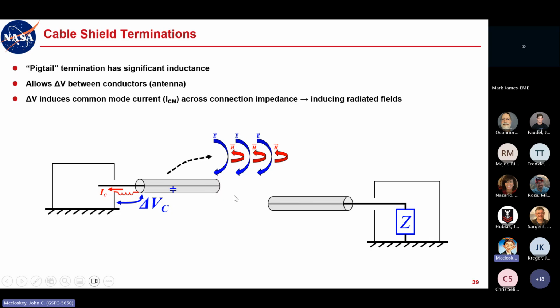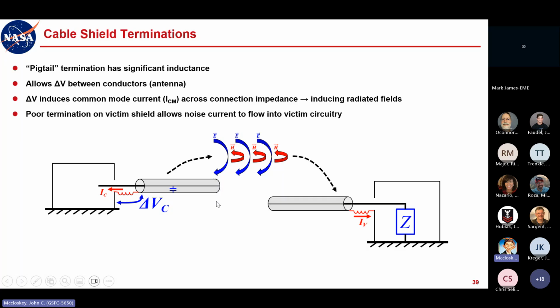And so these radiated fields will be even worse, but it's the same general concept. A poor termination on the victim shield will allow noise currents to flow into the victim circuitry. It will allow a potential difference to form between the shield and chassis, allowing this current to flow. With that potential difference, you've got the capacitance between the shield and the current carrying conductors that will allow this noise current to flow into the circuitry inside the box, and then put some noise potential across your victim circuitry. And that's precisely what you don't want.